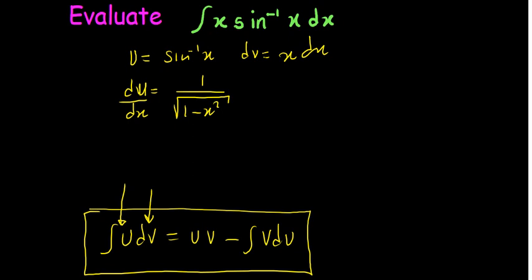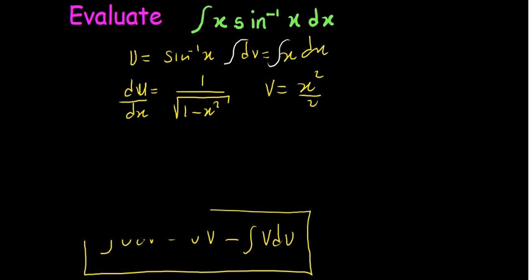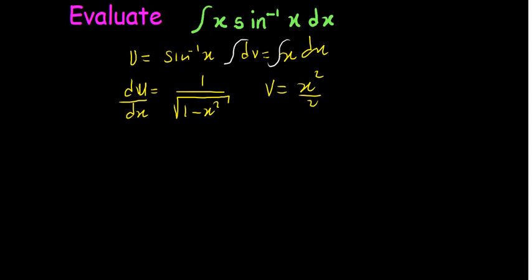Now, for us to get v alone here, I'm going to integrate both sides. Just as we saw earlier, the integral of dv is v. And so v is going to be equal to the integral of x, which is simply x squared over 2. We simply add 1 to the power, and then divide by the same power that we get. And now that we have got this, I'm now going to write the formula.